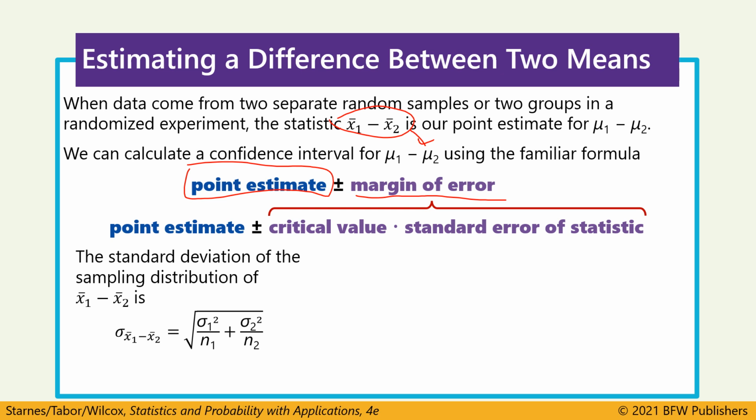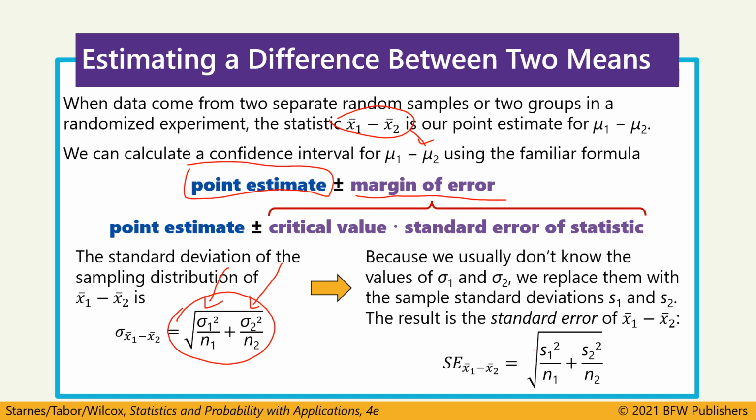Now, the standard deviation of this sampling distribution would be sigma squared over n for each sample, add them together and square root it. But we don't know what sigma is. That's the standard deviation of the whole population. We only know the standard deviation of our sample. So we're using s in its place. And because of that, we'll have to use a t-score instead of a z-score.